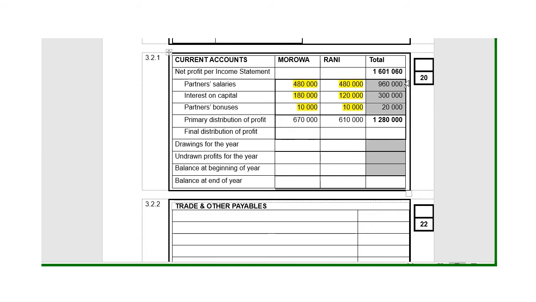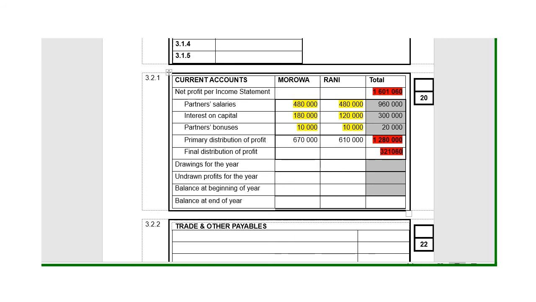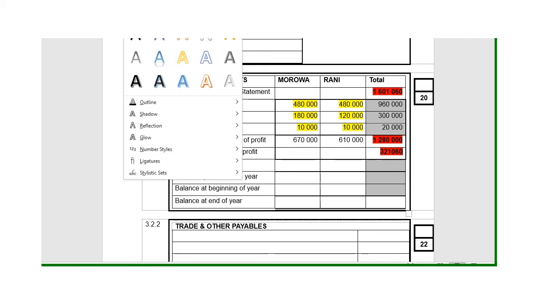Okay, so the way we will now do the final distribution, we're not putting any of this profit next to their names because we don't know who's getting what portion of it. We must first work out the final distribution. To do the final distribution, I'm going to take whatever the profit is minus the primary, which gives me the final. So the red ones, 1,601,060 minus 1,280,000, and that is the final. That is 321,060. Good.